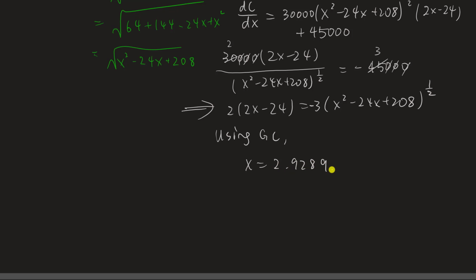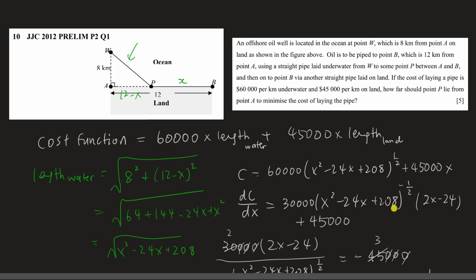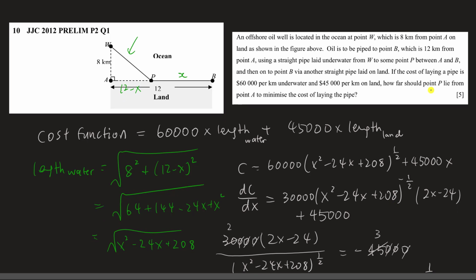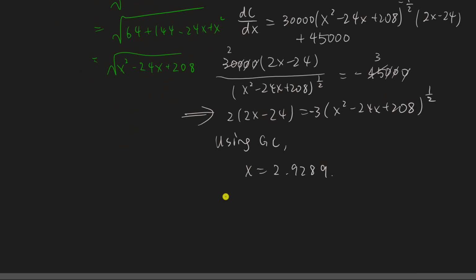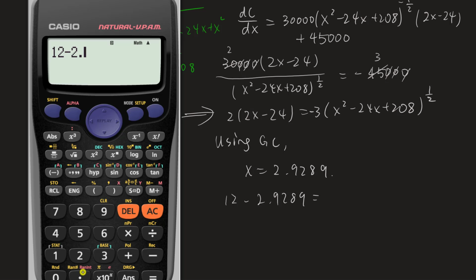2.9289, and all you have to do now is come back to the question. The question asks how far should P lie from point A to minimize the cost. How far from here to here? So the answer is just 12 minus the x value that you have calculated. 12 minus 2.9289 will give me 9.073.